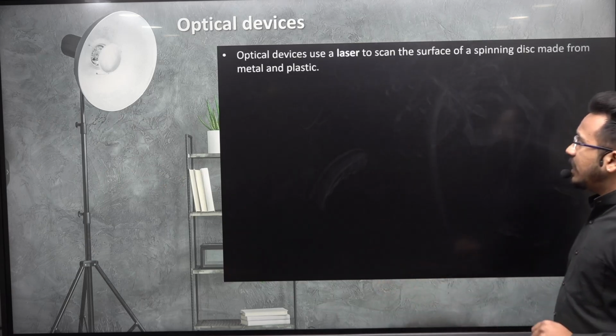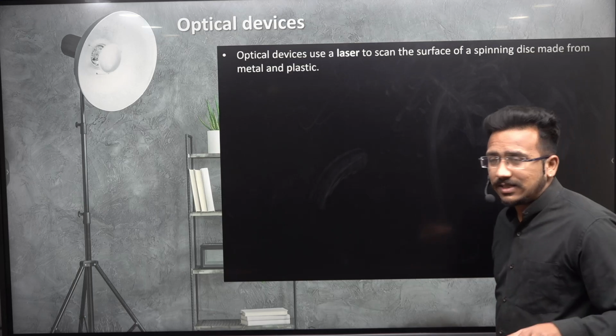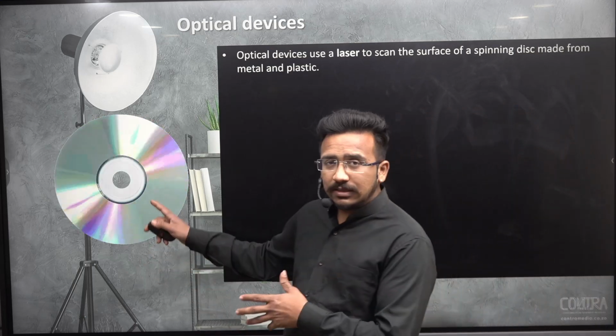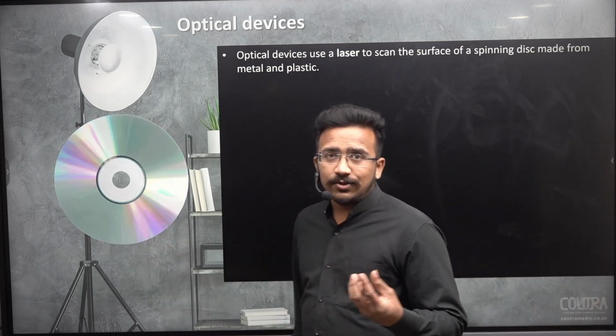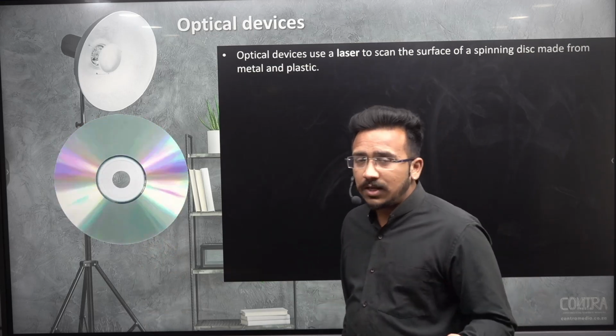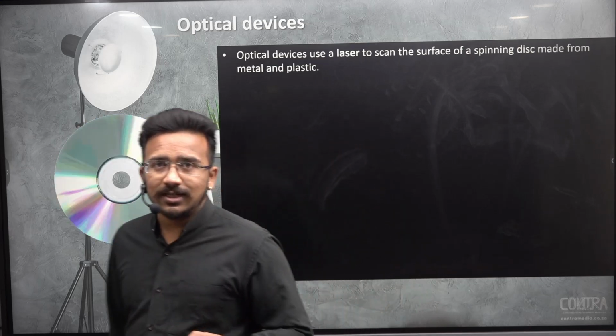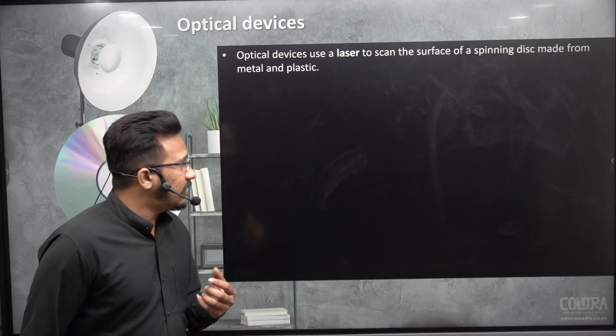The optical device uses a laser to scan the surface of a spinning disk made from metal and plastic. Here you can see a typical disk. This kind of disk you have seen, we call them CDs, DVDs, Blu-rays as well. That particular disk is used for storing data in optical form.